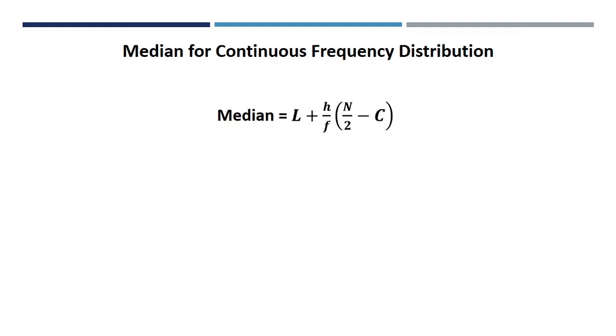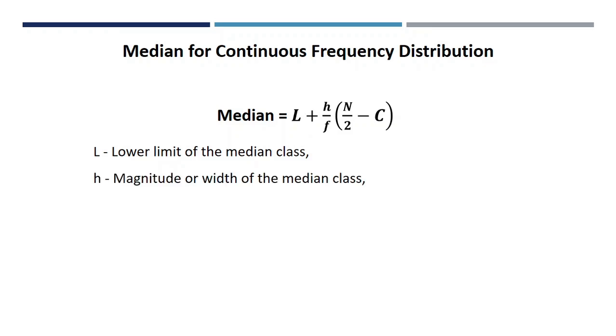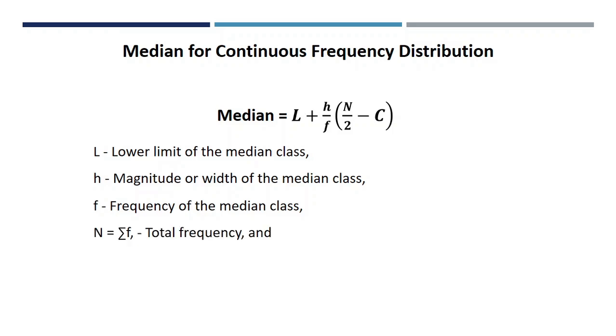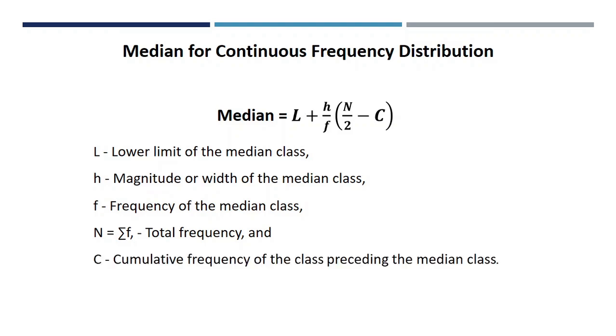The formula is median equals L plus h by f into n by 2 minus c, where L is the lower limit of the median class, h is the magnitude of the width of the median class. We can find it using the upper limit minus lower limit. And f is the frequency of the median class, n is the total frequency equal to sigma f, and c is the cumulative frequency of the class preceding the median class.